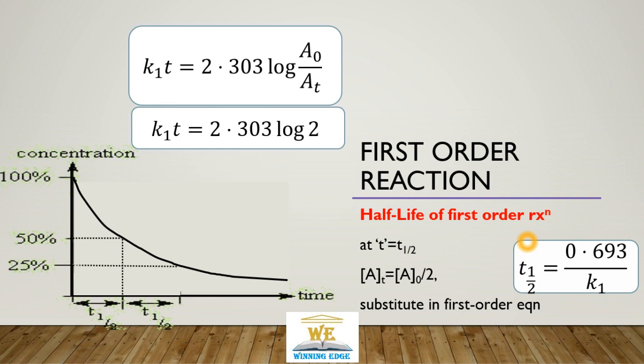Now in the next half-life time, the concentration will be reduced further, 50% to 25%, 25% to 12.5%, and 12.5% further to 6.25%. This is how the concentration will keep on reducing in every half-life time.